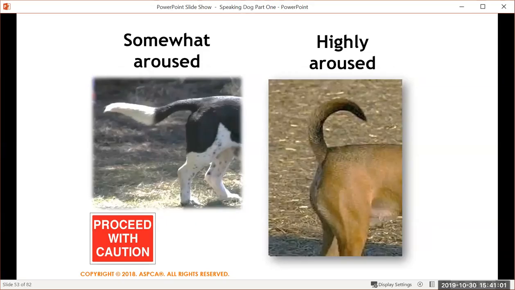Tails are a really good indication of a dog's arousal state, so for whatever arousal means, but it does mean you should be paying attention. So the dog on the left is mildly aroused, the dog on the right, highly aroused. So a high set, stiff tail is consistent with high arousal. May not be aggression, but definitely is arousal.